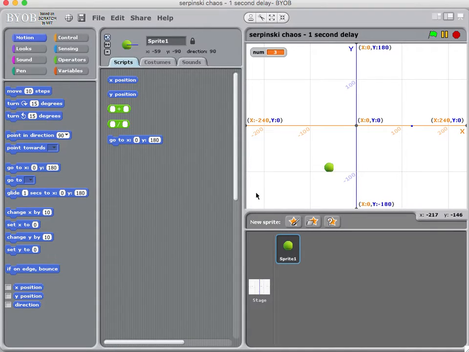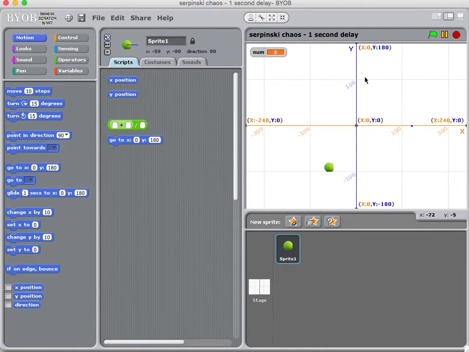Halfway, of course, is just the midpoint, and you remember from math class how you find the midpoint on an XY coordinate system, right? You just add up the x values, divide by 2, add up the y values, divide by 2. So you're going to need this little plus block, and you're going to have to divide by 2, and then you will have to go to that midpoint location using the go to xy.